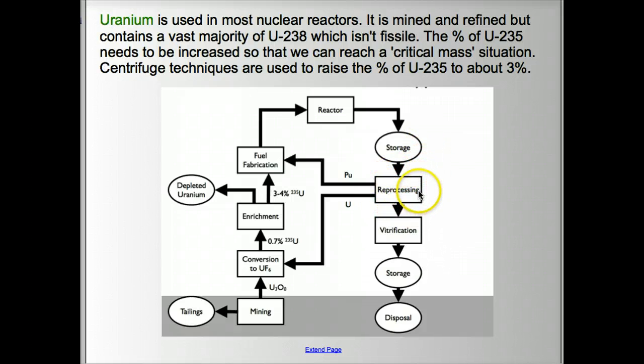It can be reprocessed because plutonium, as we'll see later on, is actually a byproduct of the reactor process, making the electricity. So we can actually reprocess some of the fuel. Waste fuel is a bit of a problem, but we can encase it in glass and metal and store it underground for a very, very long time.